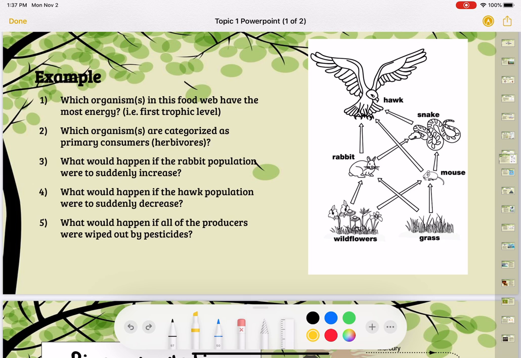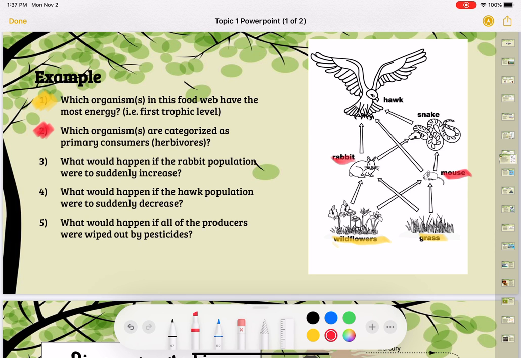So an example says, which organism in the food web has the most energy? So in this one, which one has the most energy? Well, we would say definitely, I'm going to color code this. So that one's yellow. These would have the most energy. Because remember, the most energy is at the very bottom of our food chain. Which organisms are characterized as primary consumers? So I'll make that one red. Primary consumers would be the things that eat the plants. So that would be our mouse and our rabbit.